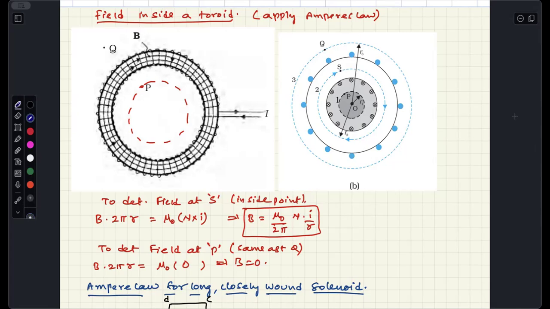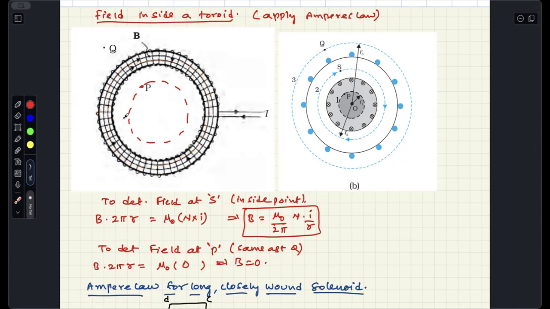Like a bangle, you take it and do some close winding, and you will get a toroid. See, the problem with the toroid is that field lines are bound within the bangle itself, like this. Field lines.